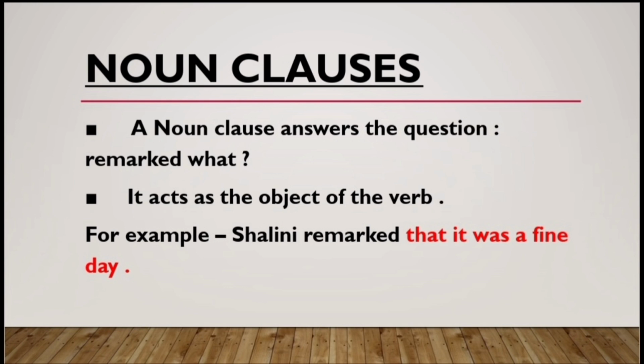If you see this example here, Shalini remarked that it was a fine day. So what did Shalini remark? That it was a fine day. From this we recognize that it is a noun clause because we put the question what. And another way to identify is whether it acts as the object of the verb. Remarked is a verb and the object of that verb is a noun clause, that it was a fine day. So the highlighted group of words here in red is a noun clause.